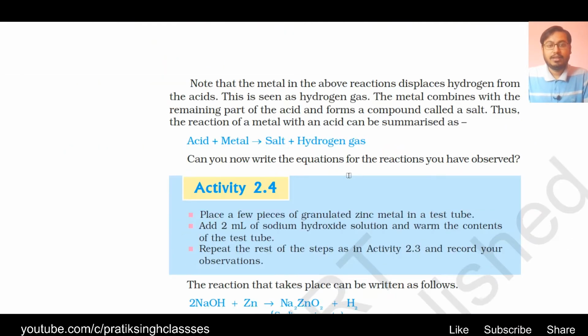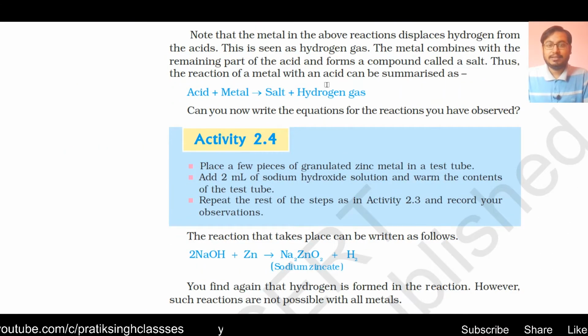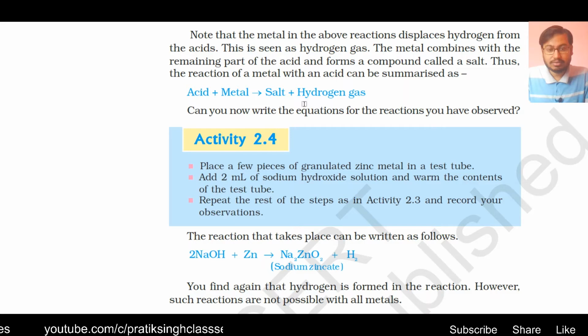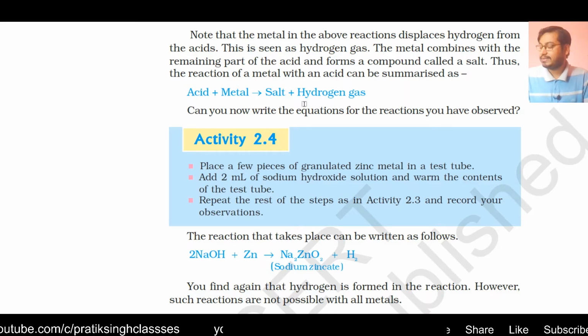Note that the metal in the above reactions displaces hydrogen from the acids. So this is an example of a displacement reaction: acid plus metal makes salt plus hydrogen gas. Later we will see that it may be oxidation and reduction also. The gas seen here is hydrogen gas. The metal combines with the remaining part of the acid and forms a compound called a salt. So this is called a metal salt.